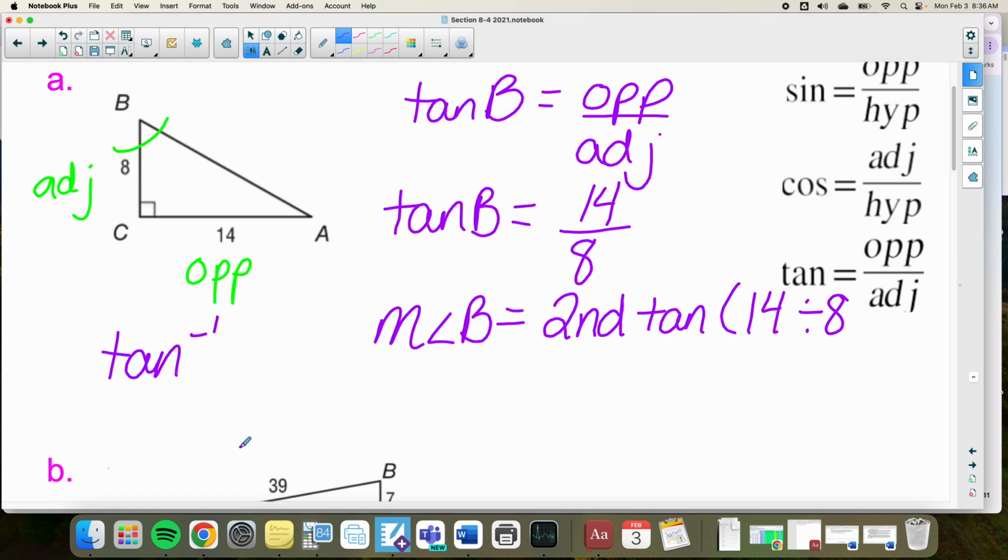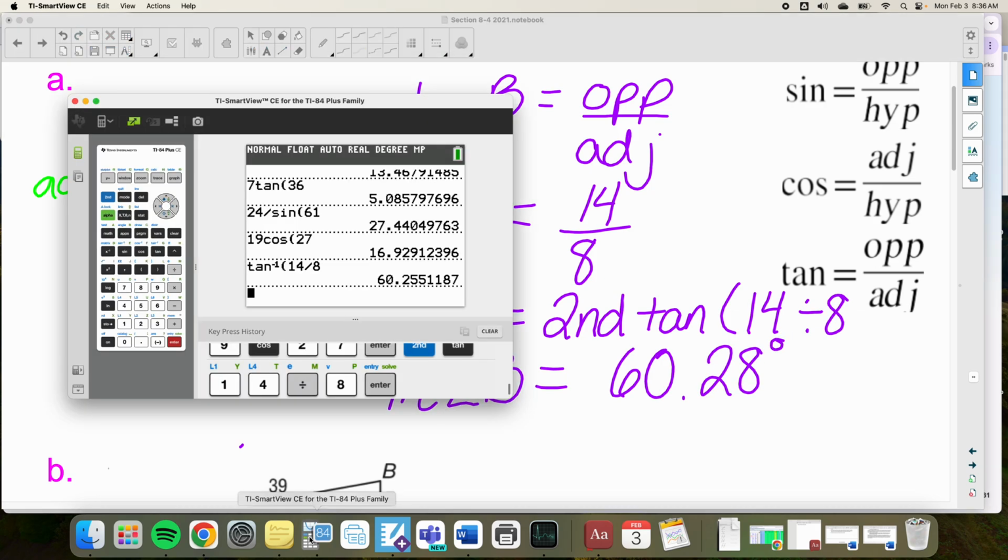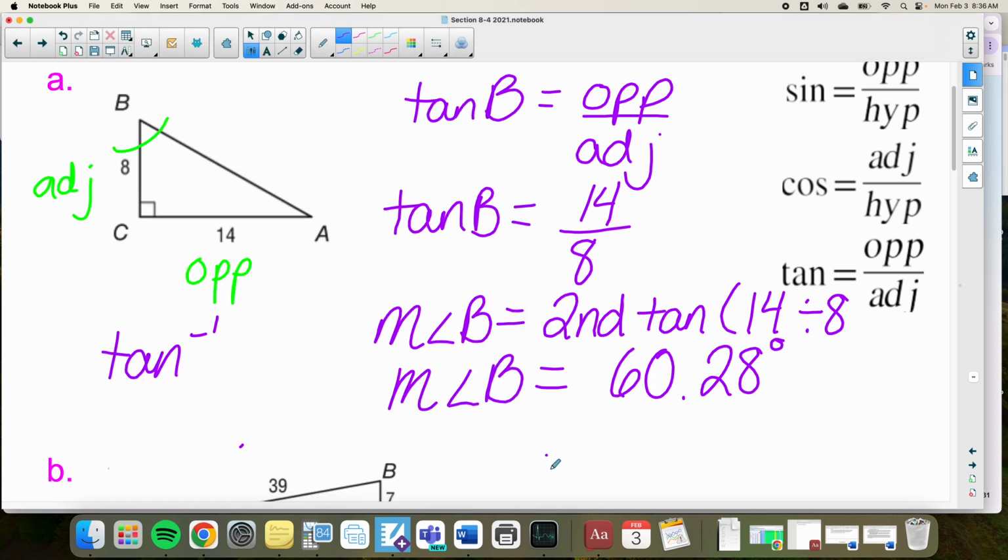And then again, if we think about, does that sound like a reasonable angle? It does. If you did this wrong, you would have gotten a decimal less than 1. That's not going to be an angle. Your angle should always be between 1 and less than 90. Okay? Oh, that's actually 2.6.